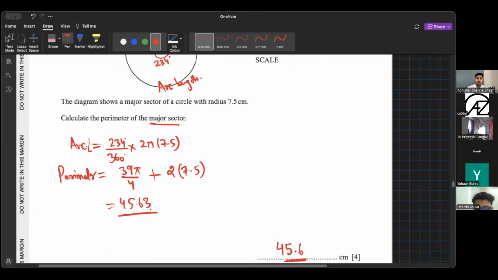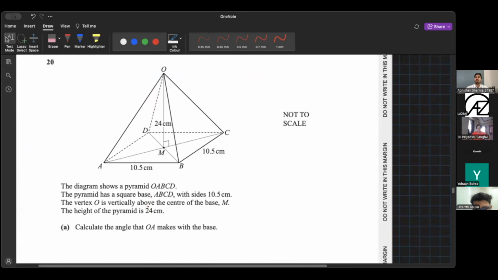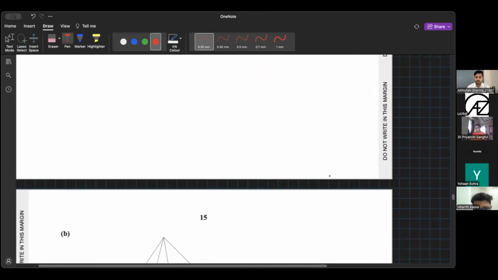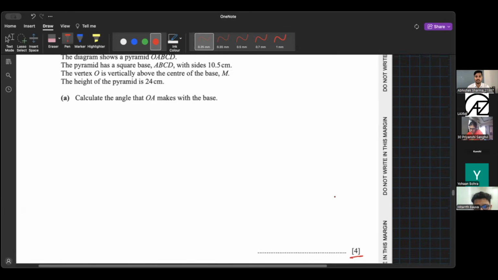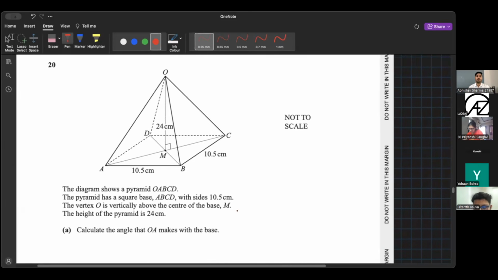Okay. Moving on to the next question now. Question number 20. Very important question. Let's check the marks for this. 4 marks, and then additional 5 marks. A 9-mark question. And I think this is the last question now. Let's check what is asked. The diagram shows a pyramid OABCD, where O is the apex of the pyramid. The pyramid has a square base with sides 10.5. The vertex O is vertically above the center of the base M. The height of the pyramid is 24. It is marked also 24.